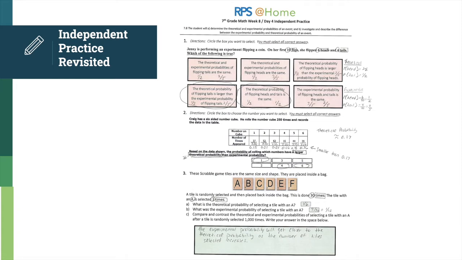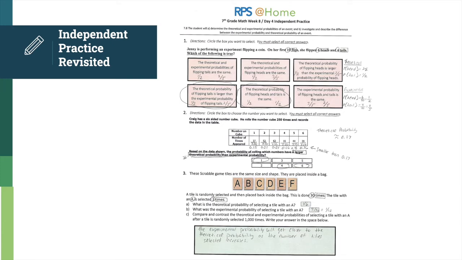The first is that the theoretical probability of flipping tails is larger than the experimental probability of flipping tails, and we have 1/2 is larger than 2/5. And the second is that the theoretical probability of flipping heads and tails is the same. 1/2 is equivalent to 1/2. Both of those outcomes are equally likely.